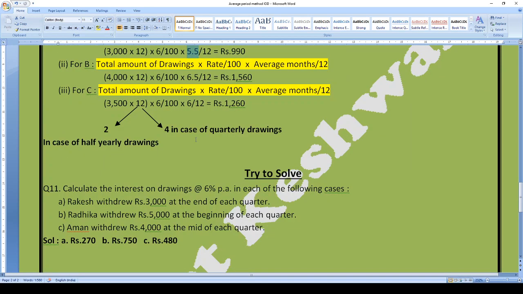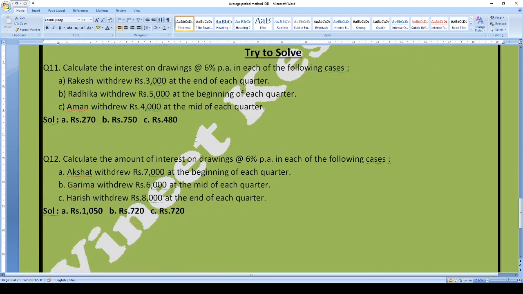So you can make the calculation, and you may try to solve these questions also. The examples are in front of you. Here these are. You can try to solve these.